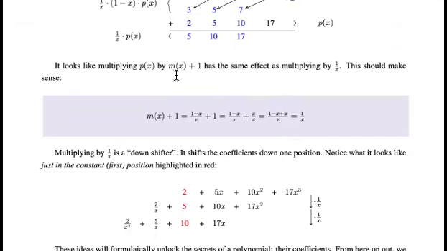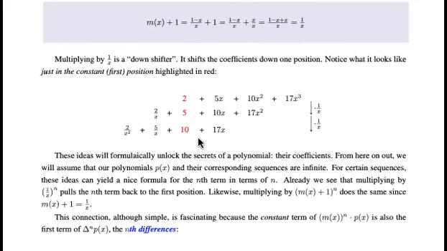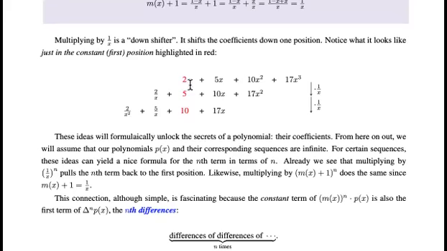And so it looks like multiplying by m of x has the same effect as multiplying by 1 over x, which just shifts it down. Which actually, if you look at a little bit of arithmetic, is completely true. But why in the world did we do this? So we could use the differences and the sequence itself in order to describe this motion. Okay, so it's a downshifter.